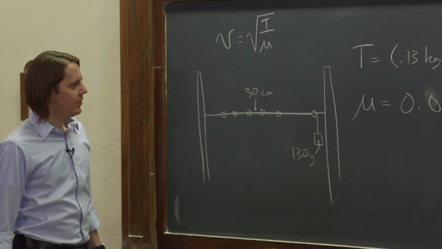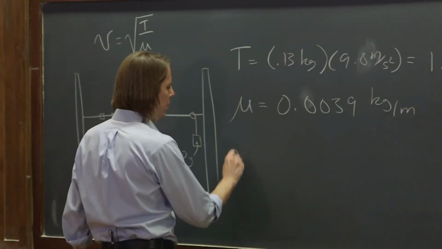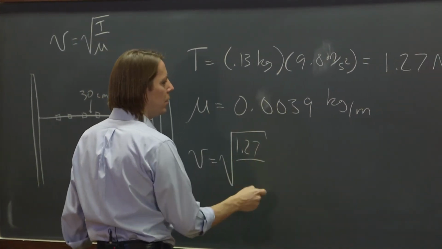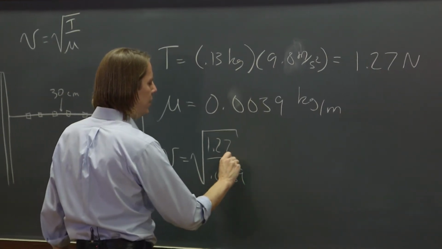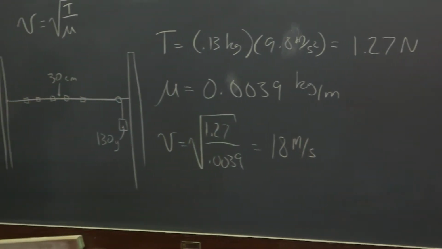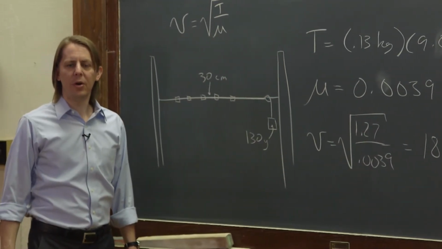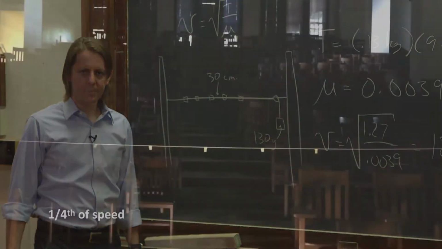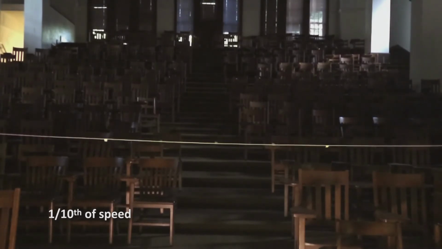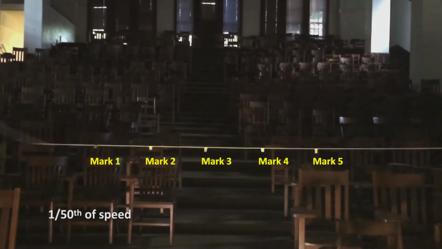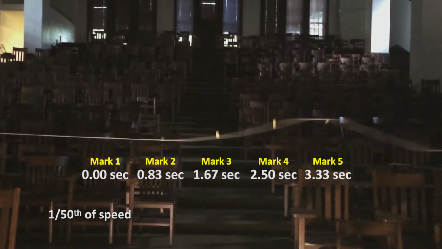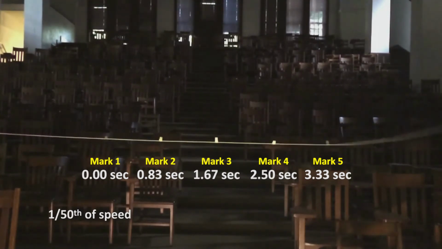And now let's calculate then what is the velocity. So velocity is the square root of 1.27 over 0.0039. If you work that out, you get about 18 meters per second. All right. So let's see. So now I'm going to show you a pulse going down this string in slow motion. So there's your slow-mo video.